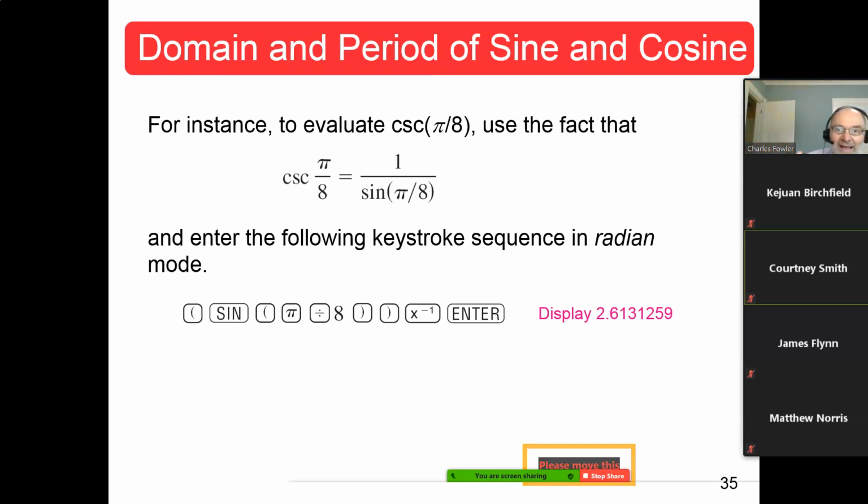Okay, so my answer is 2.61259297, more digits than they give here. Same answer. Okay, there it is. Same answer as you see down here. Okay, do you see how to do that? You don't have a cosecant key, so you use that reciprocal relationship.